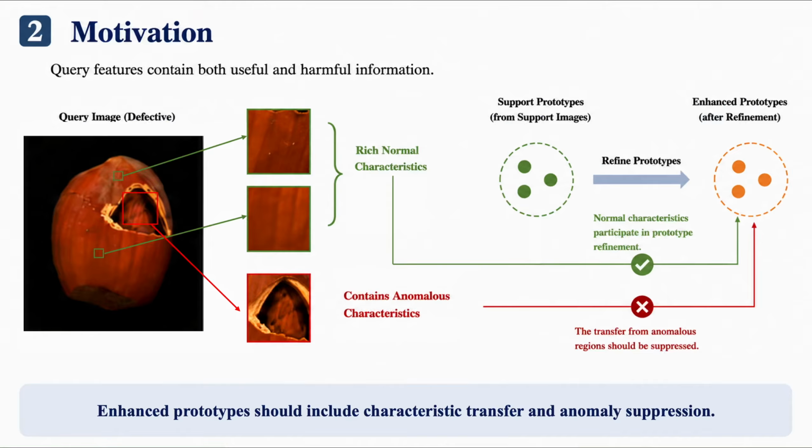As illustrated on the right, normal characteristics are encouraged to participate in prototype refinement, while the transfer from anomalous regions should be suppressed. Therefore, the enhanced prototypes in FastRef are designed to be both query-aware and anomaly robust through characteristic transfer and anomaly suppression.